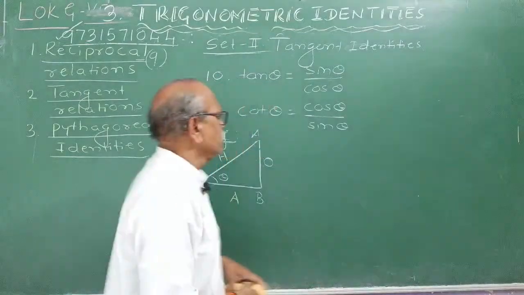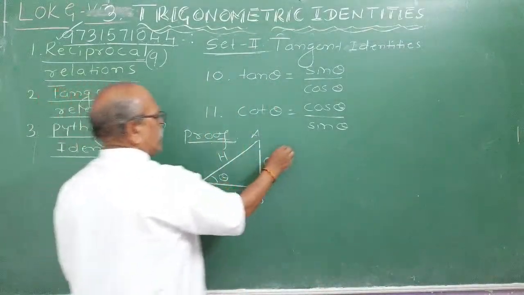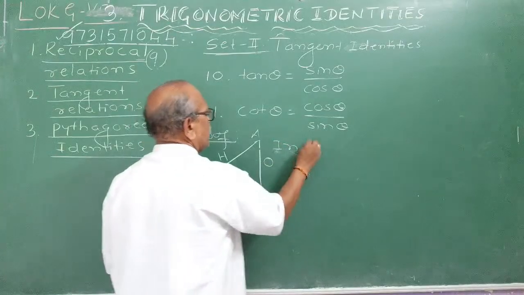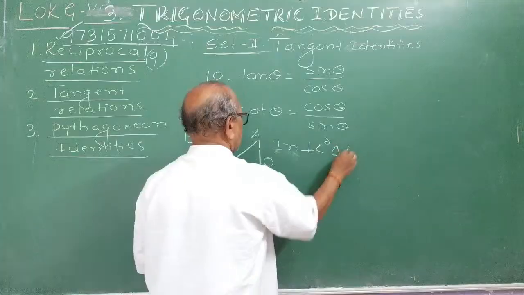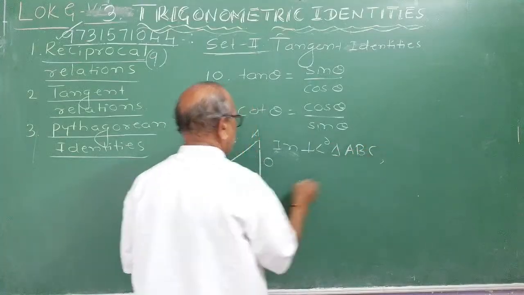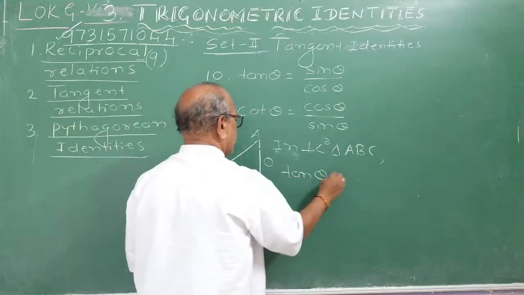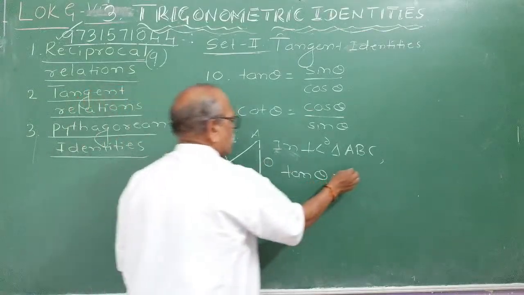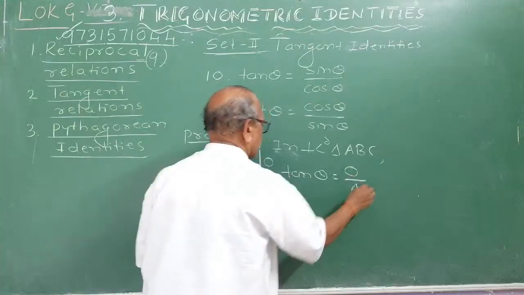Fine. So now, what is tan theta in this one? In a right angle triangle, start proving it. In a right angle triangle ABC, tell me what is tan theta. So tan theta is equal to opposite upon adjacent.